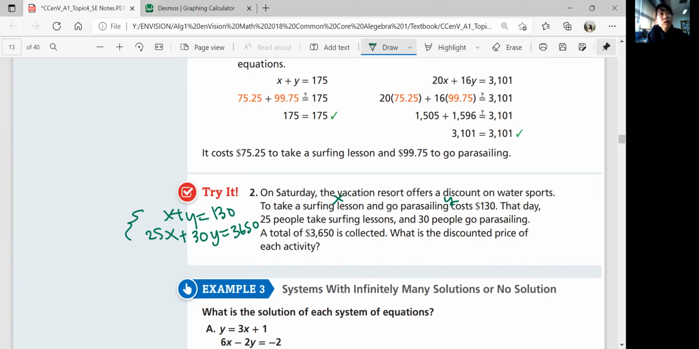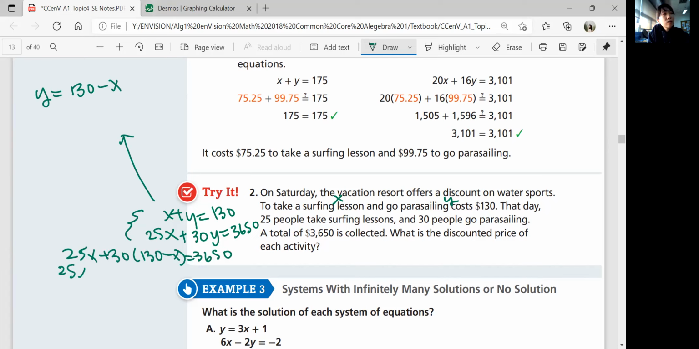Let's use substitution. Of course, we can use graphing as well, but let's use substitution so that we get good practice. We're going to isolate x or y. We're going to isolate y because we isolated x in the example. y is equal to 130 minus x. You're going to substitute that into your second equation. 25x plus 30 times (130 minus x) is equal to 3650.